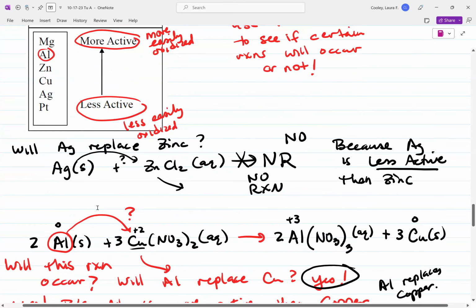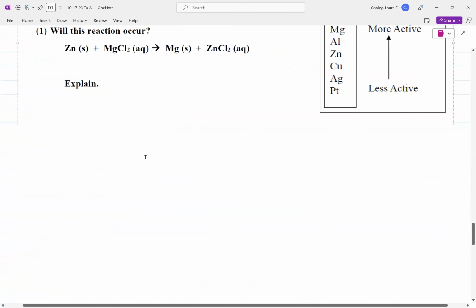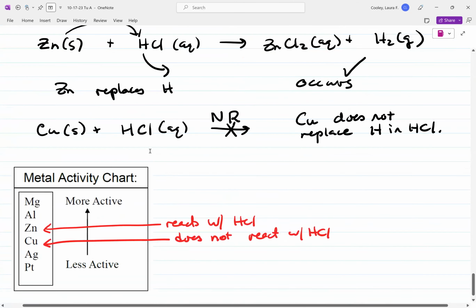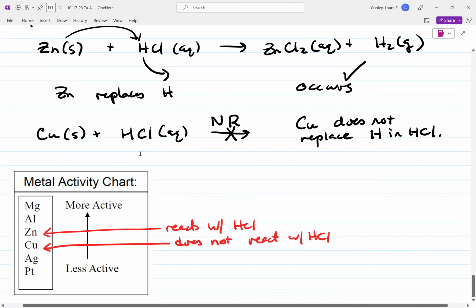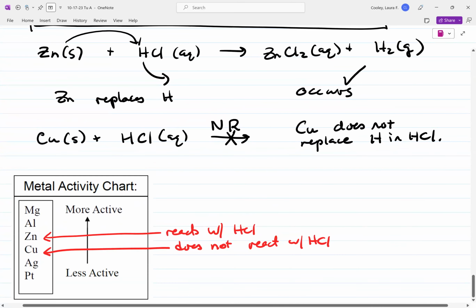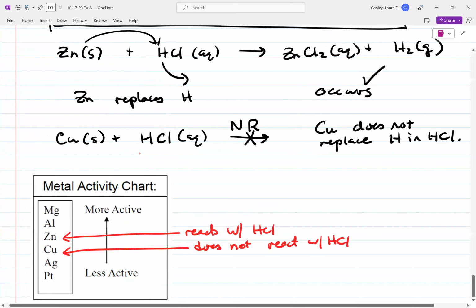Okay. Anyone got a question about this? Everyone done with this? All right, let's go on to where I was. Okay. So zinc reacts with HCl. Copper does not react with HCl. This is basically, or any strong acid.